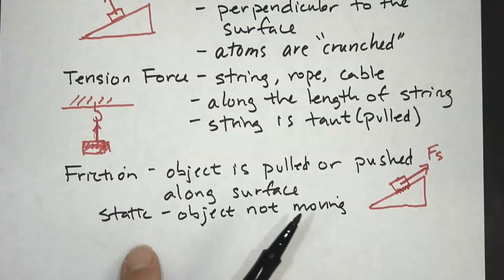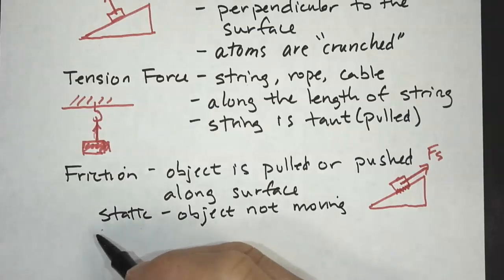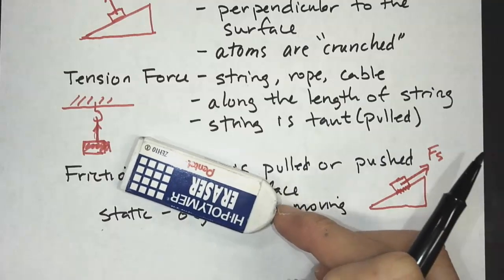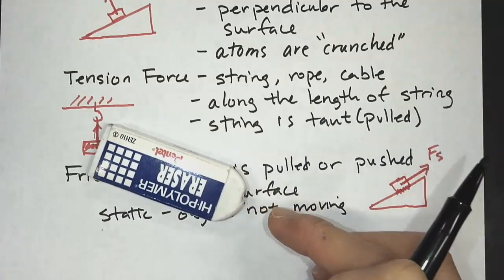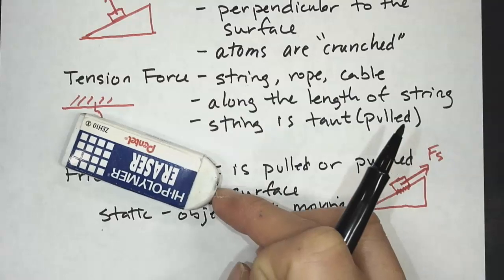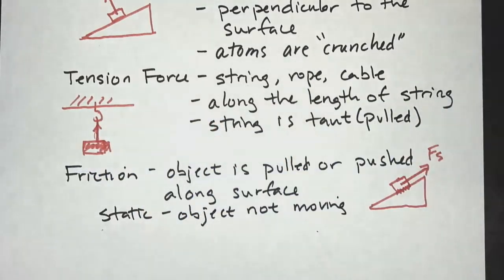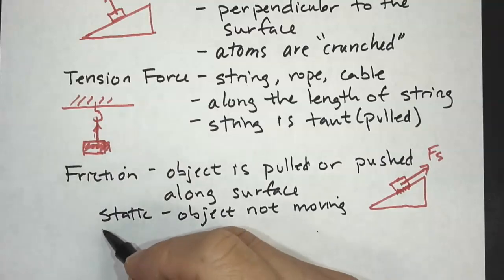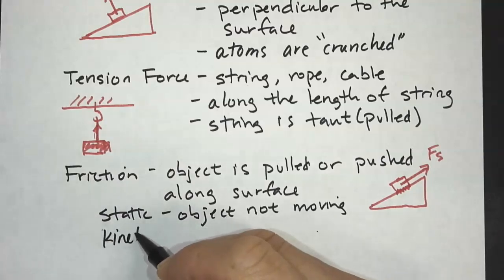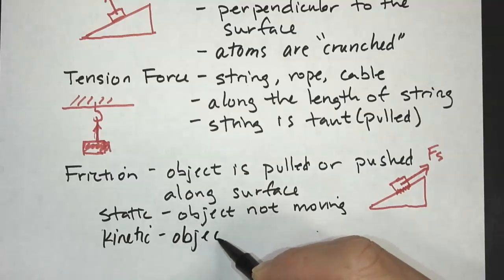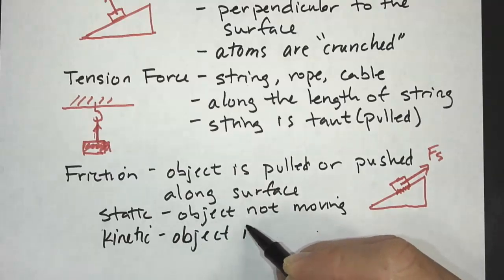Okay. And if it is moving, so for example, this eraser right now, there's friction. All right, I know there's friction because when I let go, it stops moving. And so this right here is called kinetic friction because it's moving. So I'm going to write kinetic friction. And this is when the object is moving.